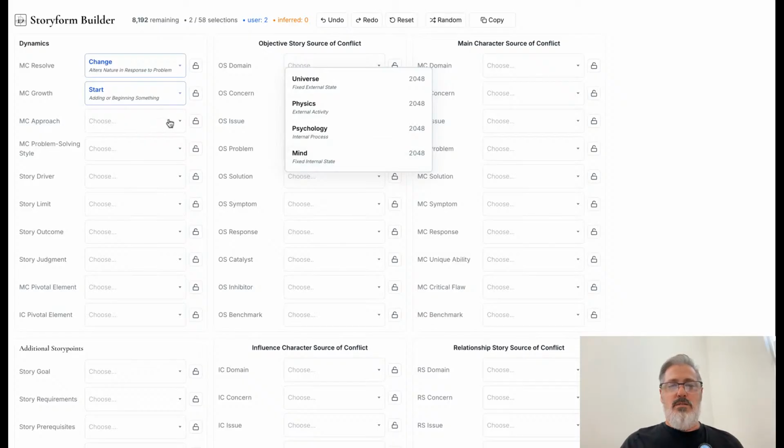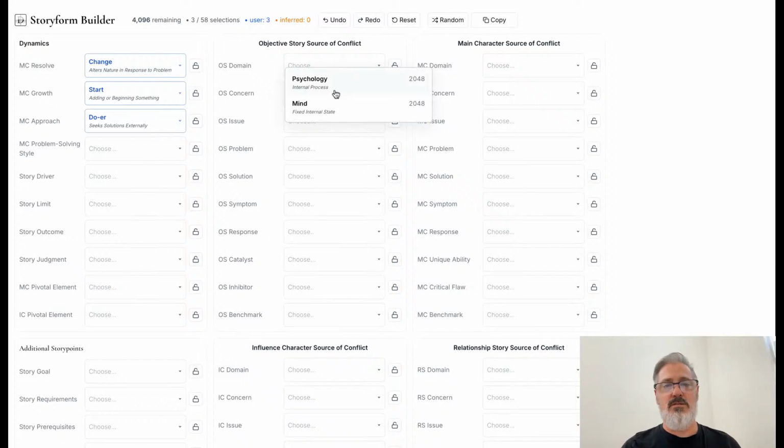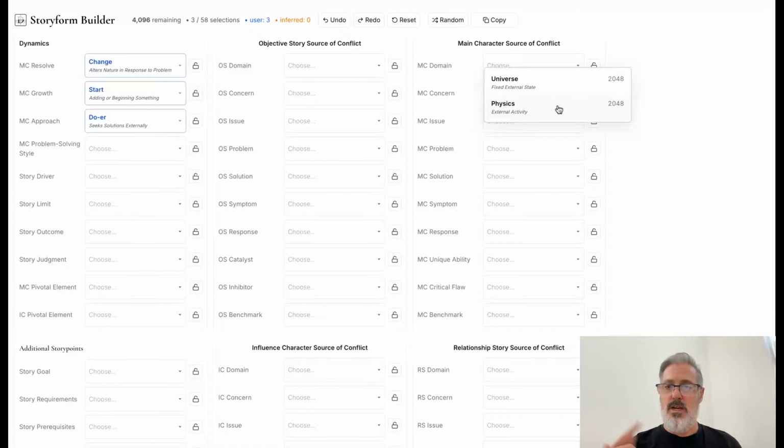So I got rid of doer here, so I have these four choices. When I pick doer, if I go back, actually, let me see if I redo. That should put doer back. Cool. So when I put doer back in there, now I just have these two, and that's because when you have a main character whose approach is doer, then their domain now gets just cut off into two areas. And if you'll notice, these are both external things.